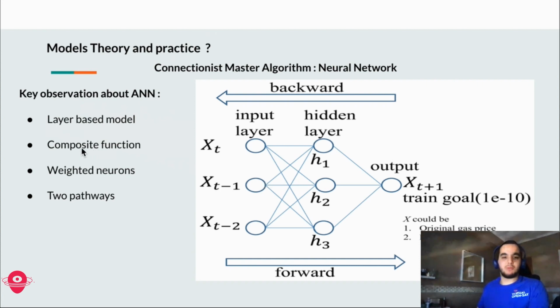The second observation is the composite functions. You have these neurons, these nodes here, each one of which holds a certain function, a certain nonlinearity. These functions are composed together to form this giant function, this artificial neural network that is going to solve the problem for us. You can look at an artificial neural network as one giant function that takes a certain input and produces the output. Another observation, as we said before, is the weighted neurons, the synapses basically.